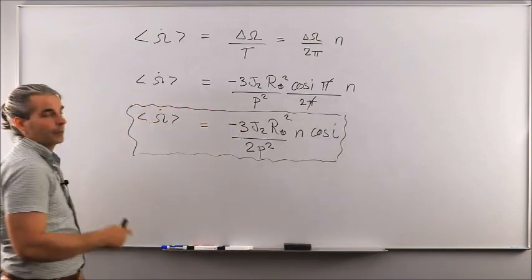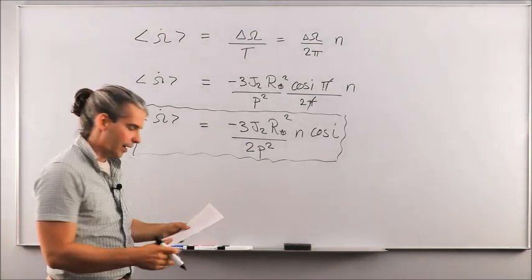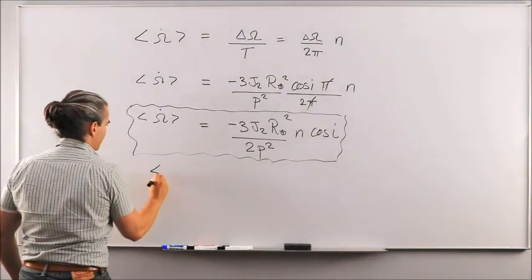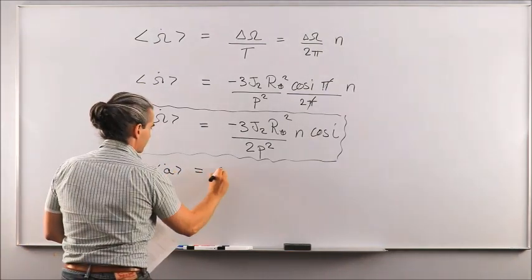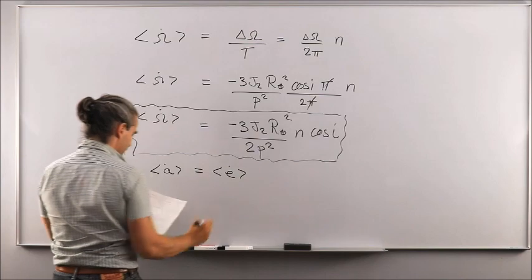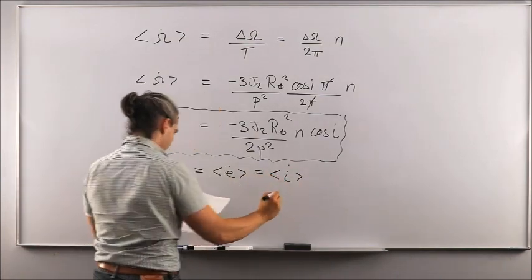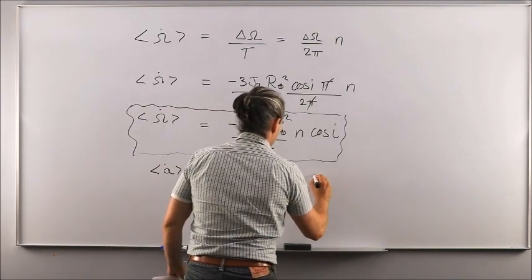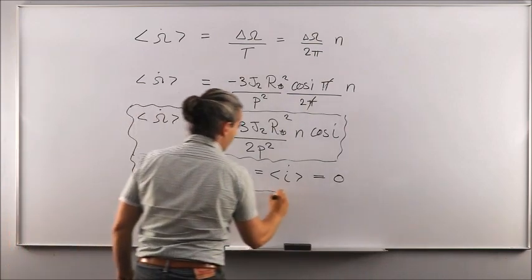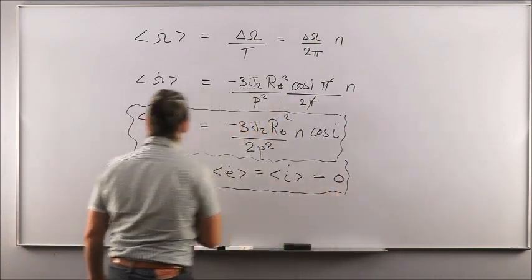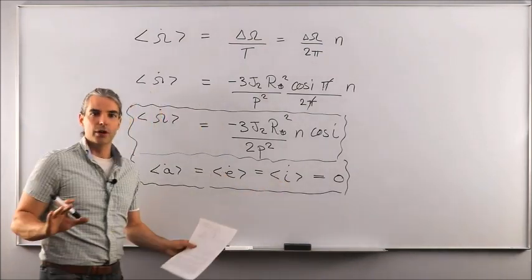If you were to do a similar process for all the other orbital elements, and don't worry, we're not going to do it together, you would realize that the average rate of change in semi-major axis equals the average rate of change in eccentricity equals the average rate of change in inclination, and all of these three equal 0. So in other words, the J2 perturbation does not affect our semi-major axis, eccentricity, and inclination in any way, shape, or form.